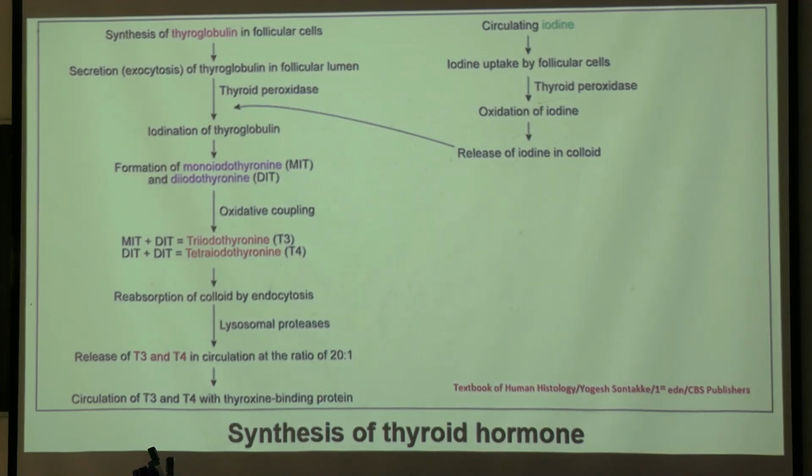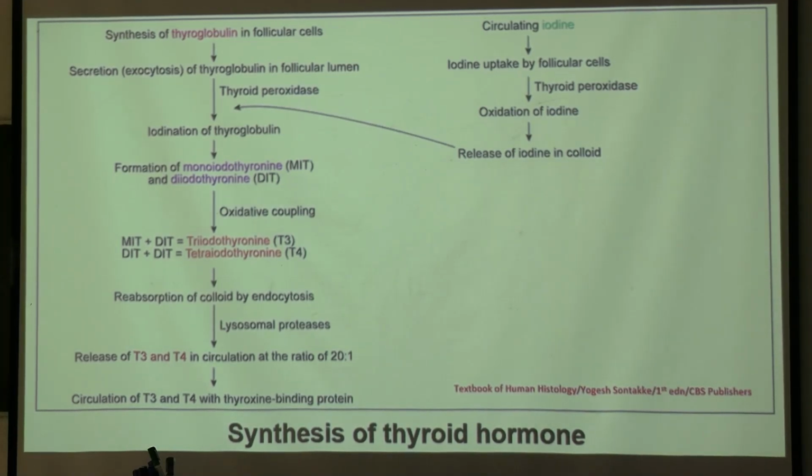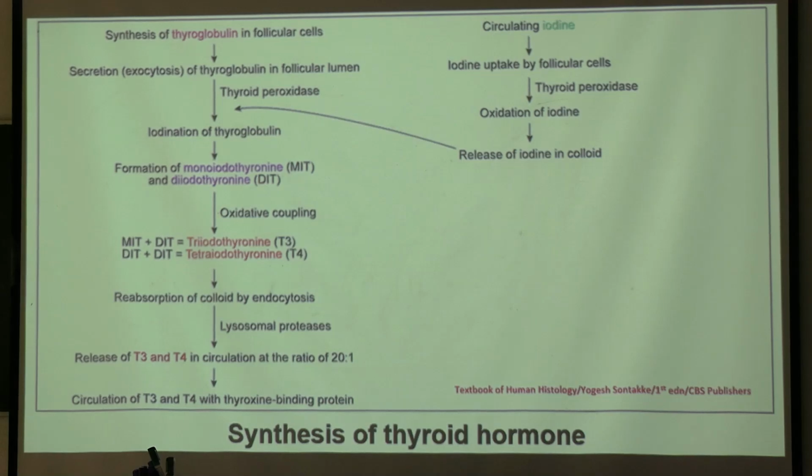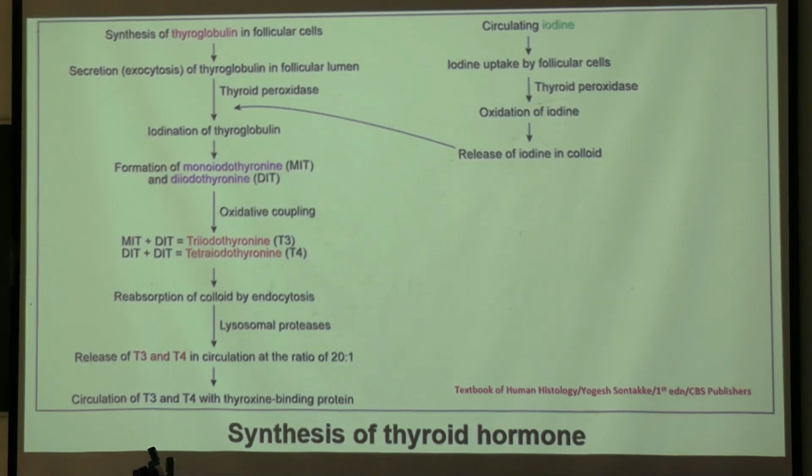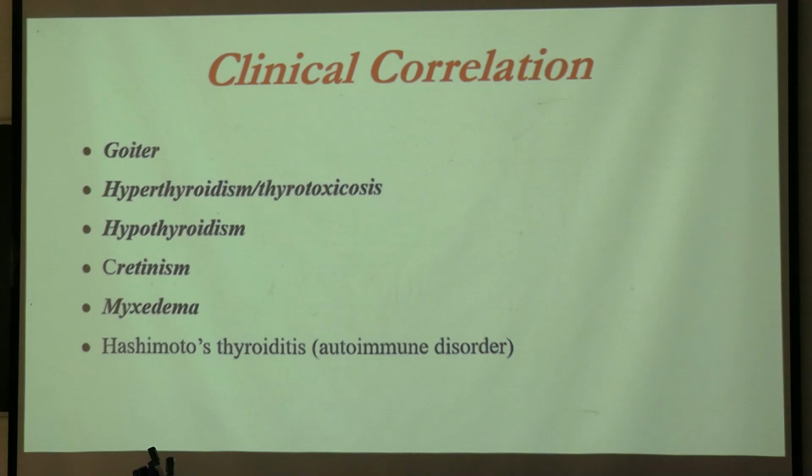And when there is no need of these hormones, they will be destroyed. After using, they will be destroyed and iodine is released again into the blood, and it will be taken up again by the follicular cells when the blood circulates through the thyroid gland. Circulating iodine, then iodine uptake by follicular cells. Thyroid peroxidase helps in oxidation of iodine and release of iodine in the colloid. Okay, so this is synthesis of thyroid hormone.